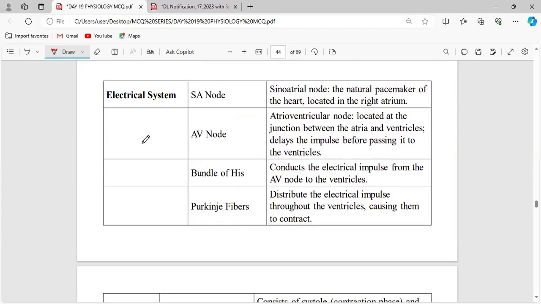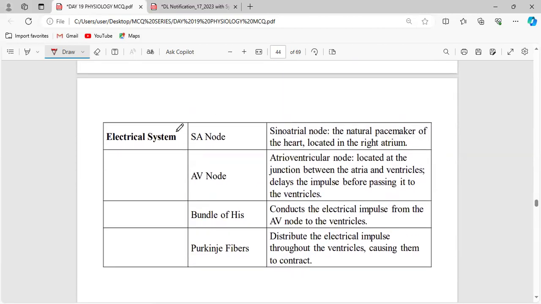Now, what are the important nodes present in the heart? The SA node, which we know acts as a natural pacemaker. This is the one that initiates the impulse, and its location is in the right atrium. And the atrioventricular node is located between the atrium and ventricles. From the SA node, the impulse has to reach the AV node.